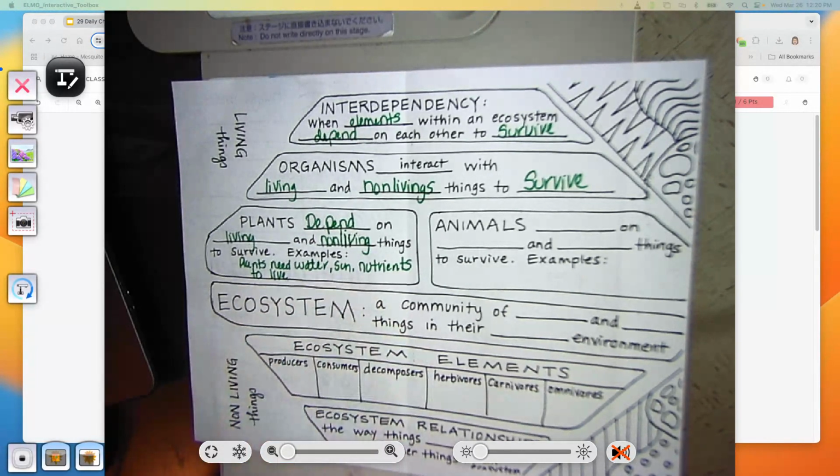An example that I put is that plants need water, sun, and nutrients to live. Now, the nutrients can be, for example, different vitamins from the soil, or they get them from insects, depending on what they eat. But sometimes, when an insect dies and you mix it around the soil, or leaves when they die and you mix them into the soil, that creates vitamins for the plants.